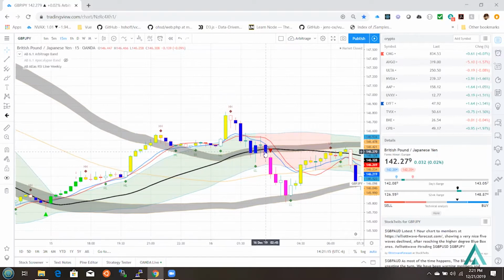The purple candle will let you know that a sell is in progress. So just in case you weren't in from here, or even from here, or even from here, it's letting you know that, yeah, things are still going down. You're still good.